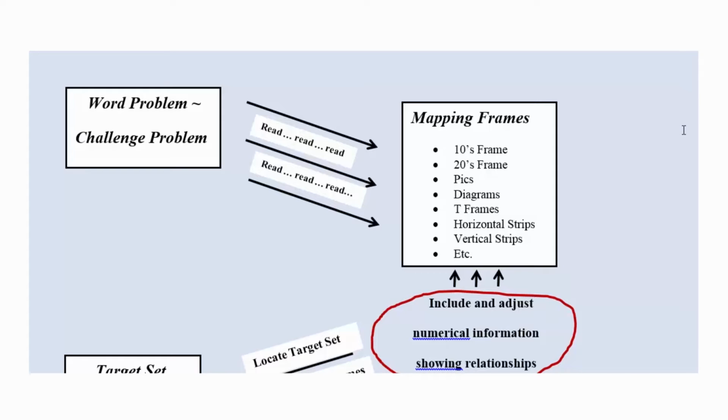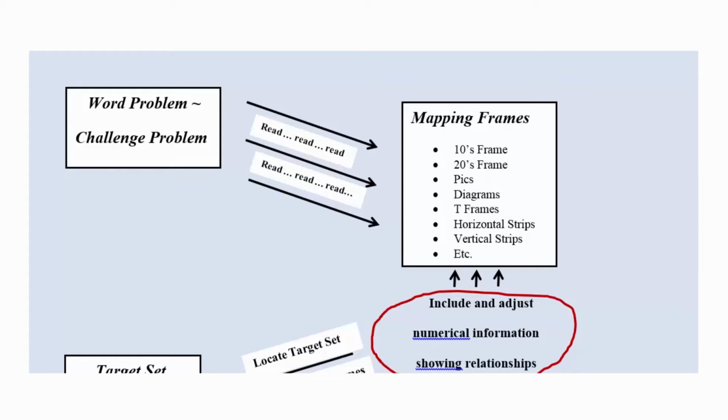So looking at this picture, mapping frames is just a fancy name for how you're going to describe the information that's in printed form in picture form. So a mapping frame may be any one of these types listed here on this document: 10 frames, 20 frames, which kids become familiar with in kindergarten or first grade, pictures, diagrams, T-frames, horizontal strips, vertical strips. In fact, any kind of picture that represents or describes the words that you are trying to represent from the word problem, those constitute mapping frames.